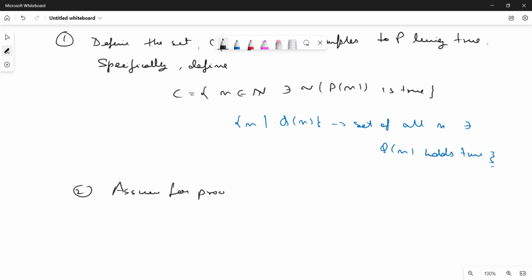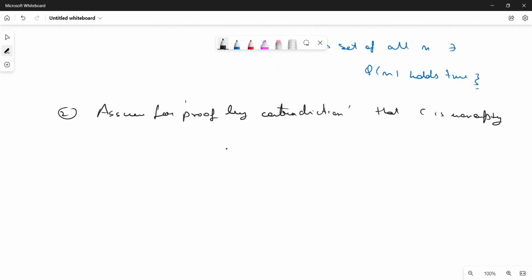Number two is assume for proof by contradiction that C is non-empty. That is, we assume C to be non-empty and then we reach a contradiction. Contradiction means a statement which is not mathematically true, which actually depends on the assumption taken.